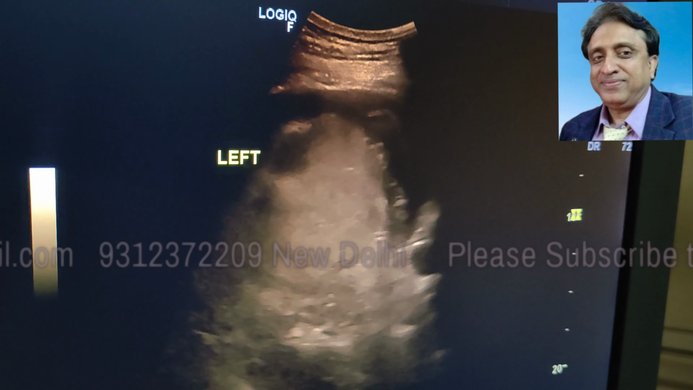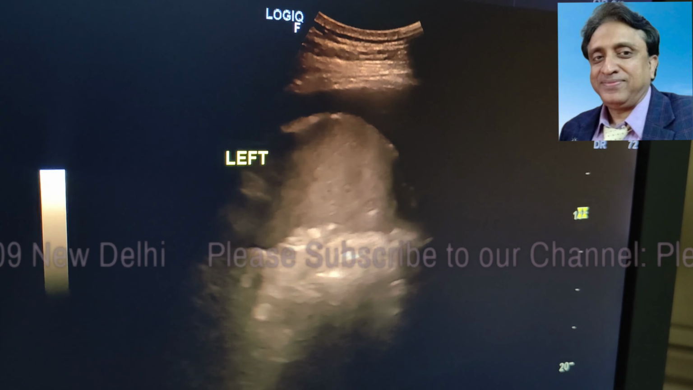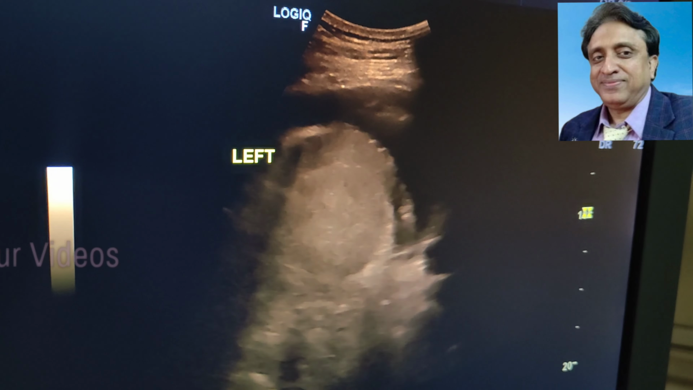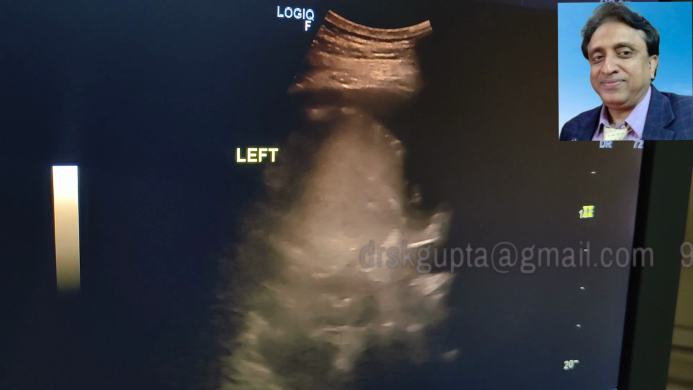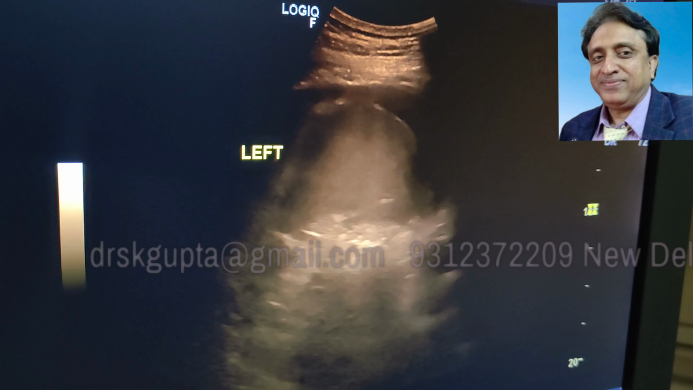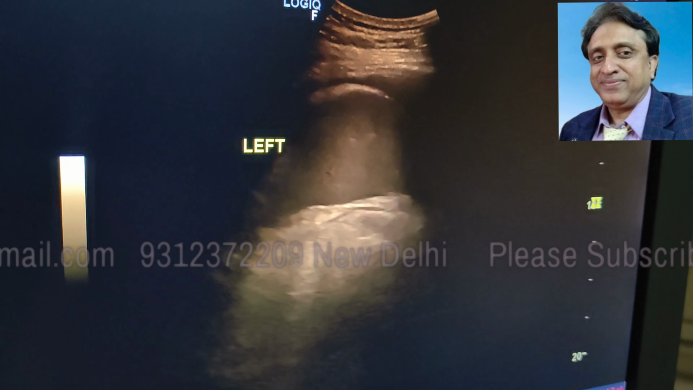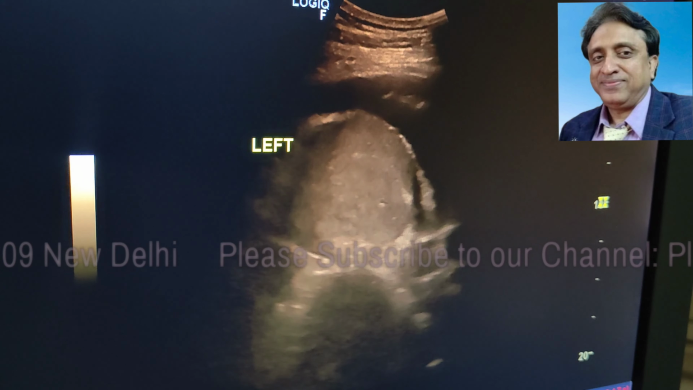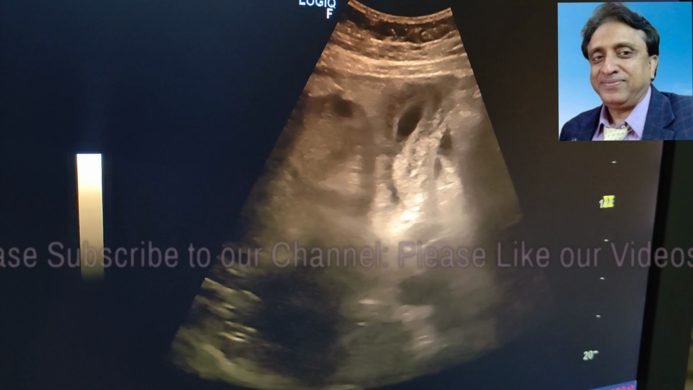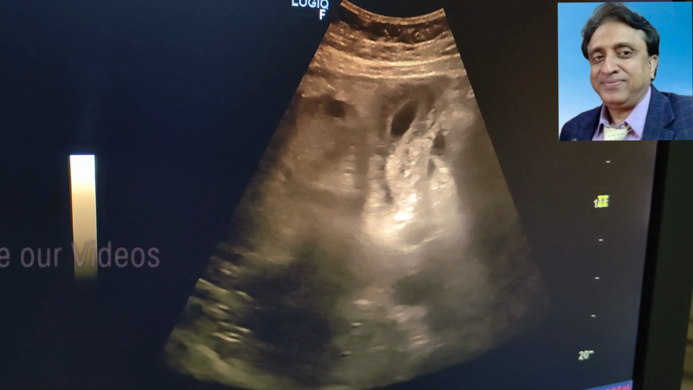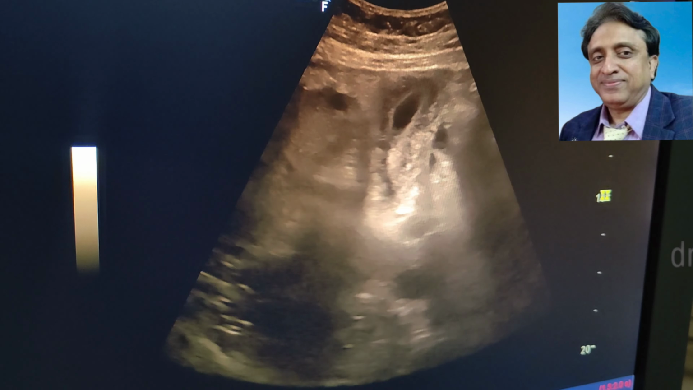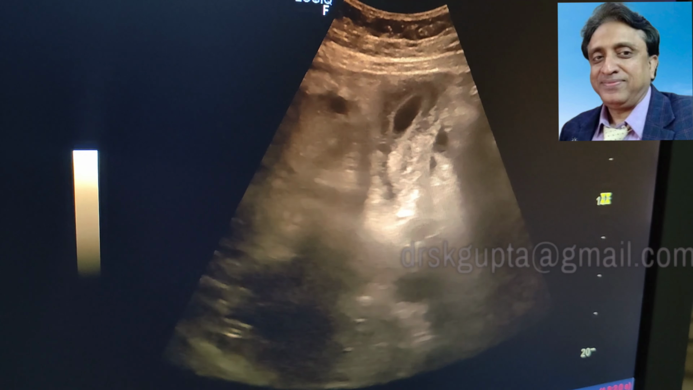There are three serous cavities in the body. One is the abdomen, that is the peritoneum, second is the pleural space, and third is the pericardial cavity. In case fluid is present in more than one, for example the abdomen and the pleural space, then it is called polyserositis. So this patient of dengue fever is having polyserositis along with edema of the gallbladder, along with pericholecystic fluid collection. As this patient improves with time, this fluid might get absorbed.